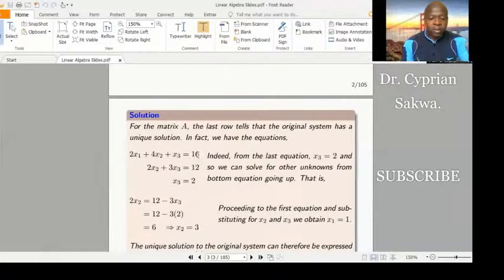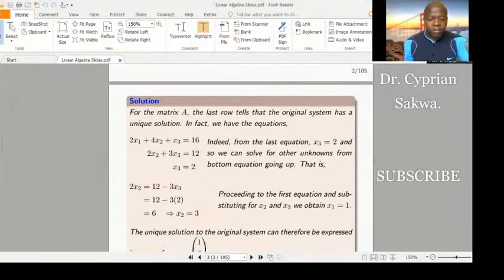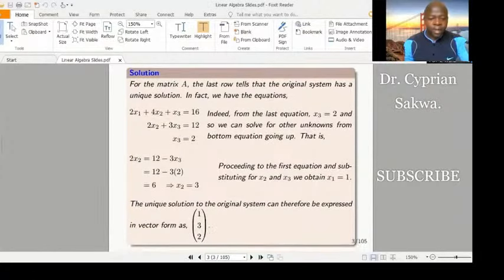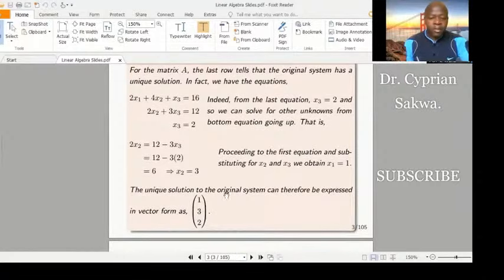Now we go to the first equation and find the value of x1. When you substitute the values for x2 and x3 in this first equation and make x1 the subject, I found that x1 would be 1. As I've already stated, this system has one solution: one value for x3, one value for x2, and one value for x1. So what is the solution to this system? We write the solution in vector form, as a column or in row form. x1 was 1, x2 was 3, and x3 was 2. This is the only solution to this system.